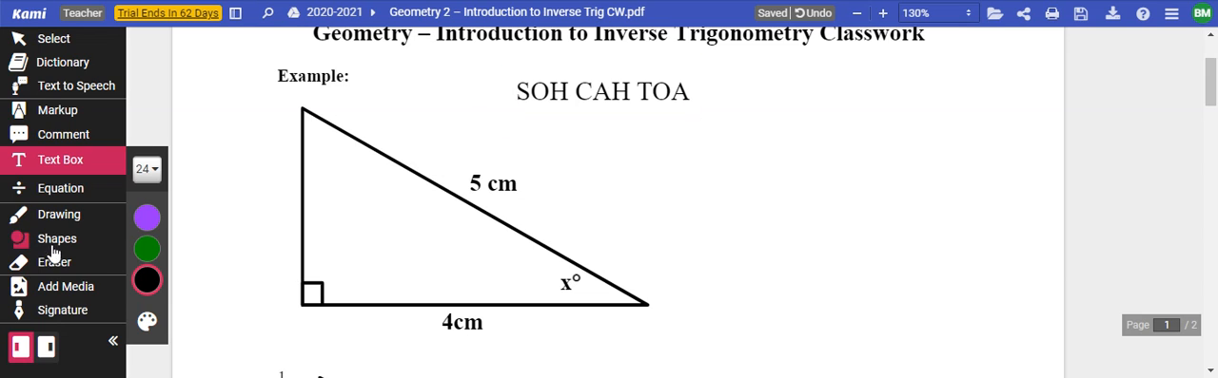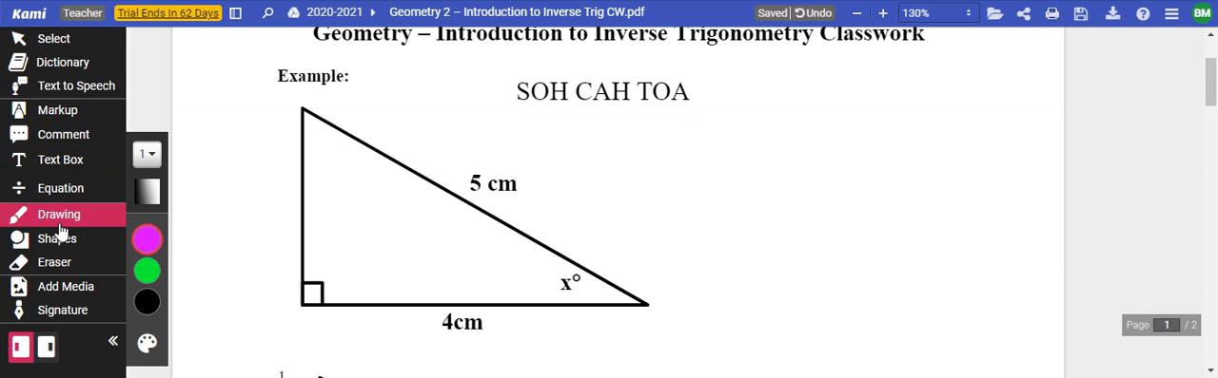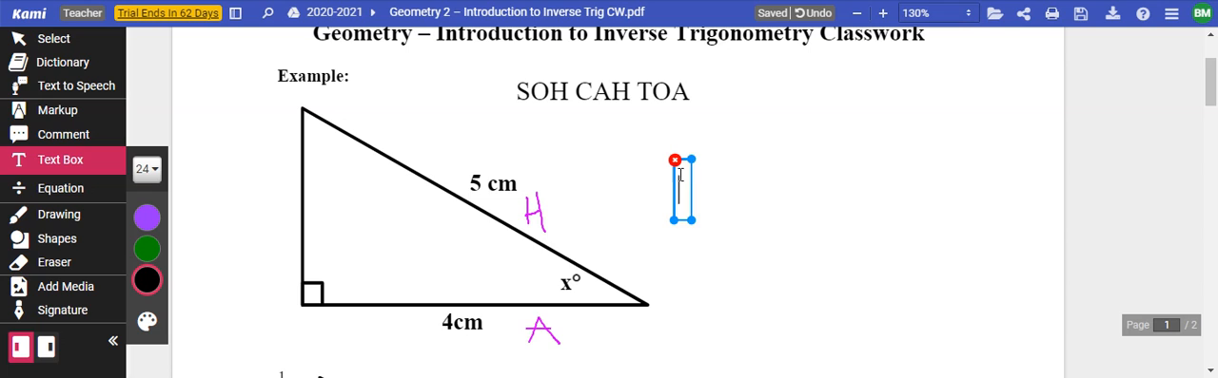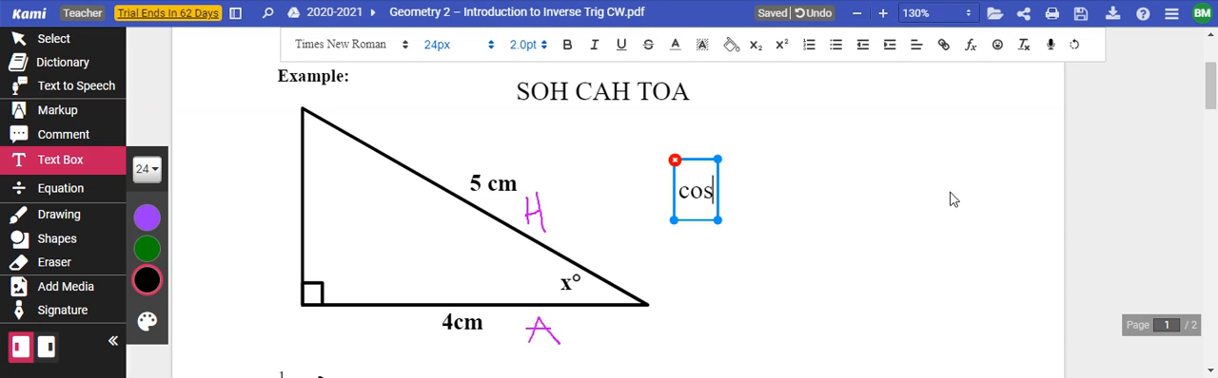So we're going to label it very similarly to what we did before. We're going to look at that angle. We know 4 is adjacent, it's next to it. We know 5 is hypotenuse. So then I know I'm going to use cosine. So I'm going to set this up almost the same way. I'm going to find cosine of x equals adjacent 4 over hypotenuse 5.